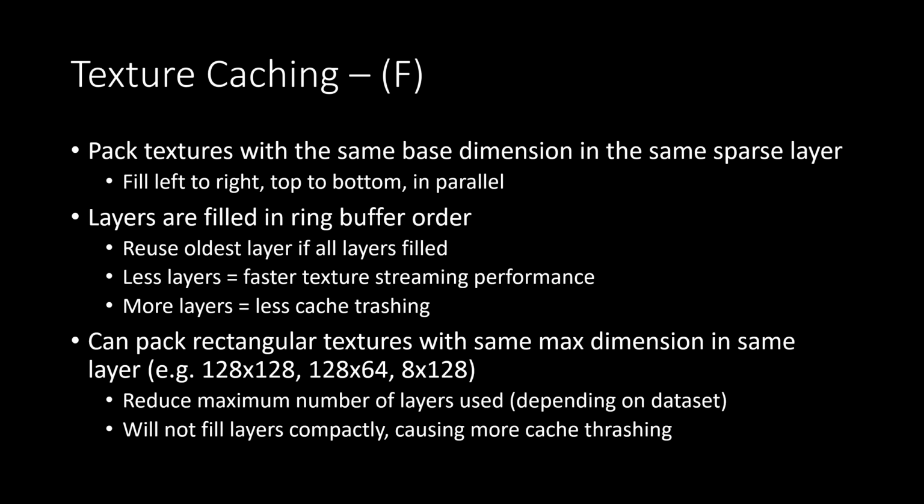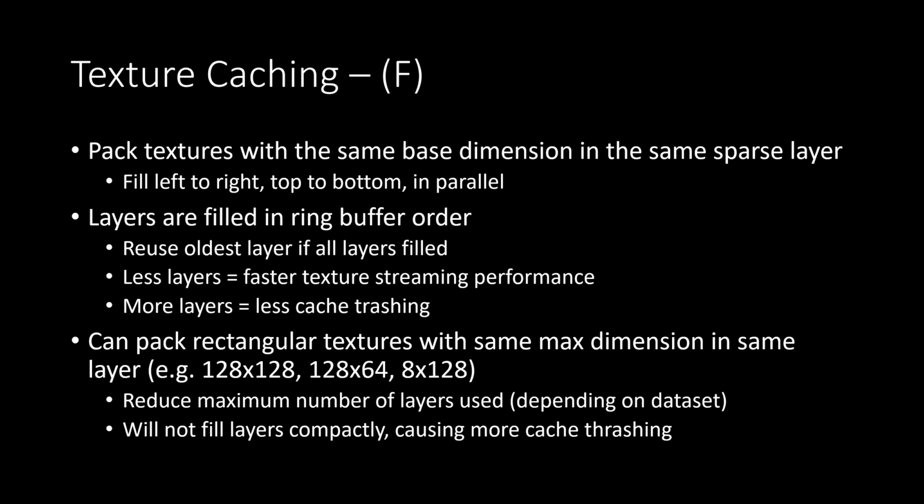We pack mesh textures with the same base dimension in the same sparse image layer, filling from left to right, top to bottom in parallel. Layers are filled in a ring buffer order, reusing the oldest layer if all layers are filled. Having fewer sparse image layers equates to faster texture streaming performance, and having more sparse image layers will result in less cache thrashing. We can also pack rectangular textures with the same maximum dimension in the same layer.